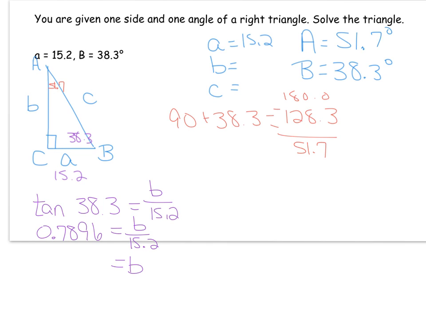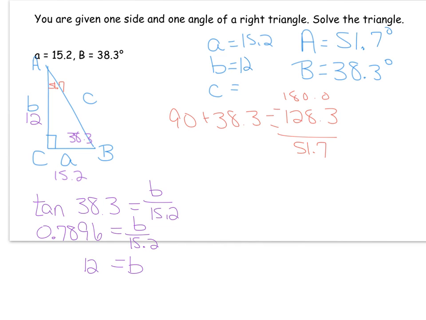And I get b is approximately 12.0. But lots of decimals there. I'm going to say b is approximately 12. So the only thing I'm missing is the hypotenuse.